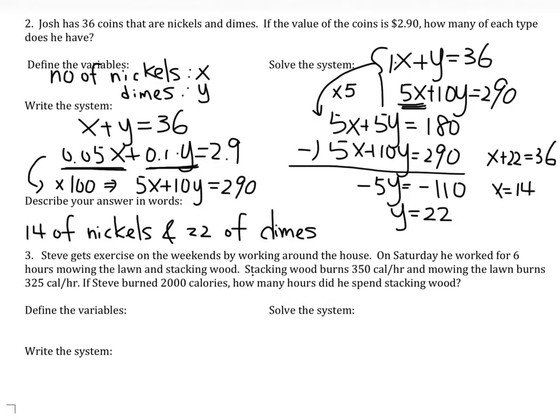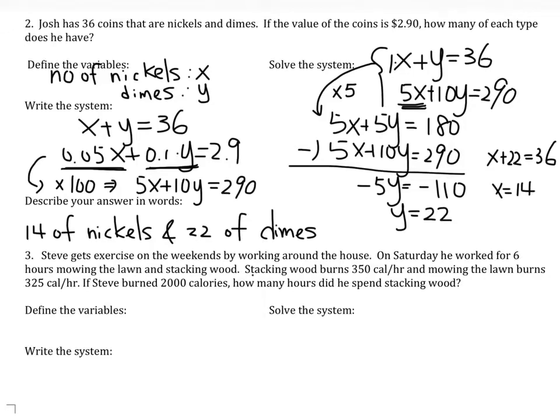5 times 1y equals 5y. 36 times 5, that's 180. Then, in order for me to get rid of 5x from 5x, I need to subtract. So same number, you use subtraction. If same number, opposite sign, then you use addition. So please be aware of this. Same number, same sign, I'm using subtraction.